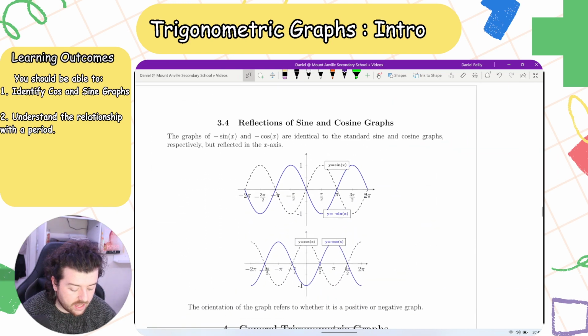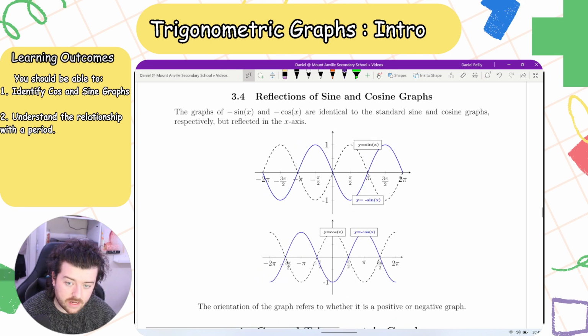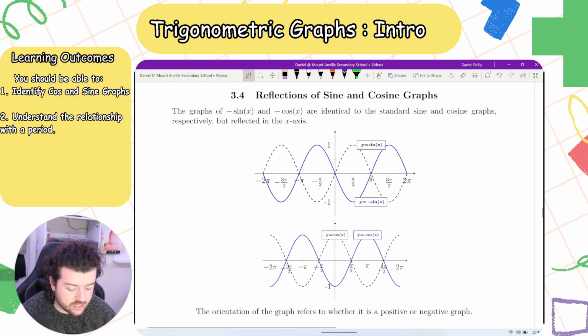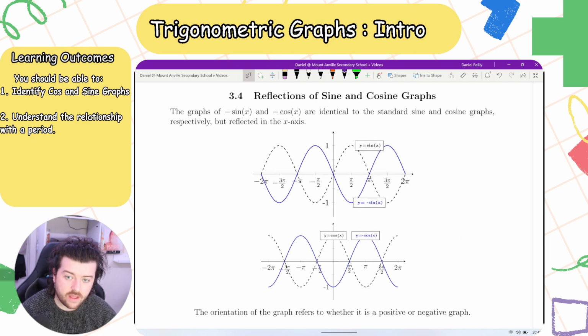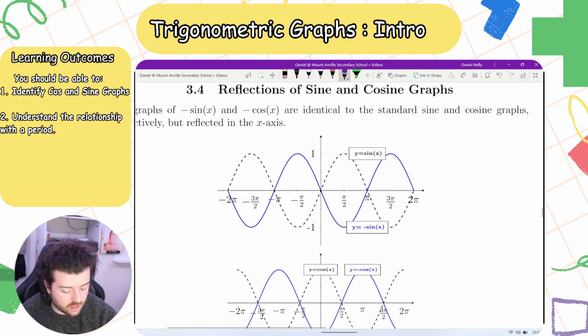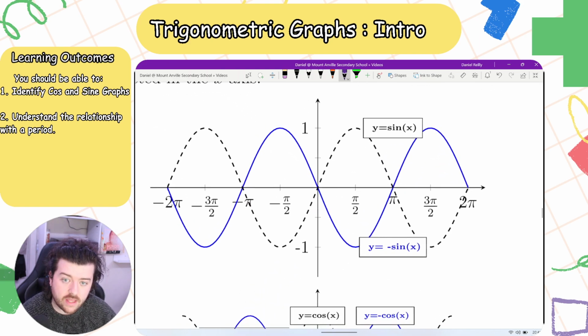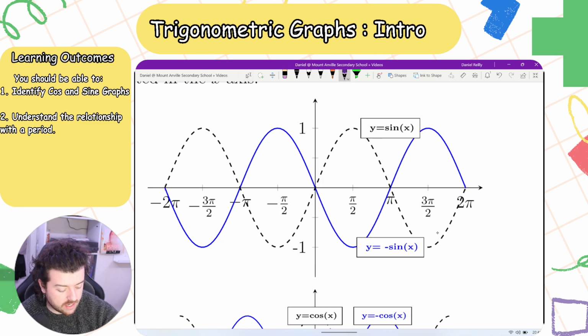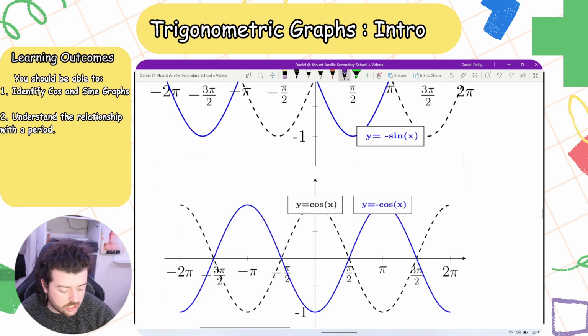Then finally, the last little thing I want to go over really quickly is reflections of the sine and cosine graph. The graphs of minus sine and minus cosine are identical to the standard sine and cosine graphs, but they're just reflected on the x-axis. If you look at this here, the dotted line is my sine graph, but if it was a minus sine graph, instead of going up, I start going down. I still start at the midline, but instead of going up, I go down like that. So always be careful about the orientation.